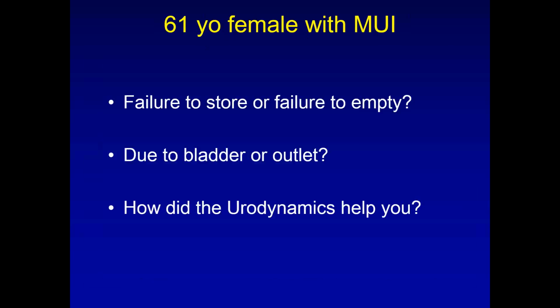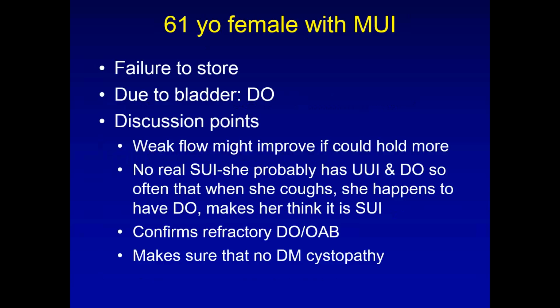So she's a failure to store because of her overactivity. Weak flow again might get better if you could actually get her to hold more. She's saying she's got stress incontinence, but she really doesn't. She's got overactivity, and there's no diabetic component to this study. This study is very similar to that other one. In fact, I probably mixed them up. I apologize. So I hope you have no questions for that one, because that one is very similar.